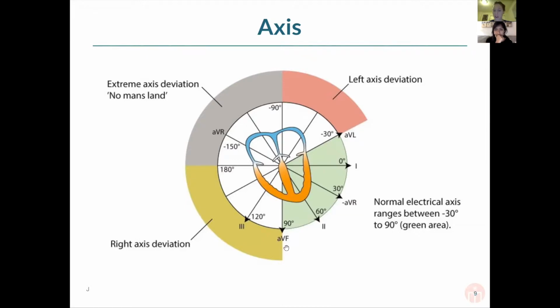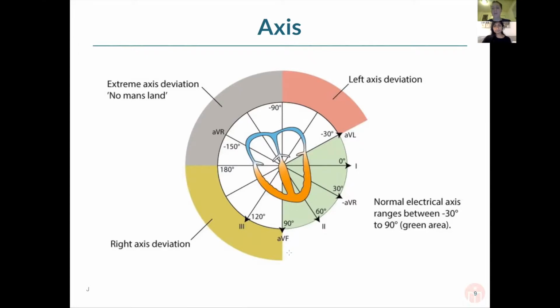Then look at aVF and imagine a perfectly vertical vector, perpendicular to lead 1, with its arrow pointing all the way down to the bottom of the screen. That's aVF. If you picture an EKG, and we'll get some practice with this on the next slide as well, if leads 1 and aVF are both upwards, meaning the majority of the QRS complex is in a positive upward direction, then that would be signifying a normal axis.